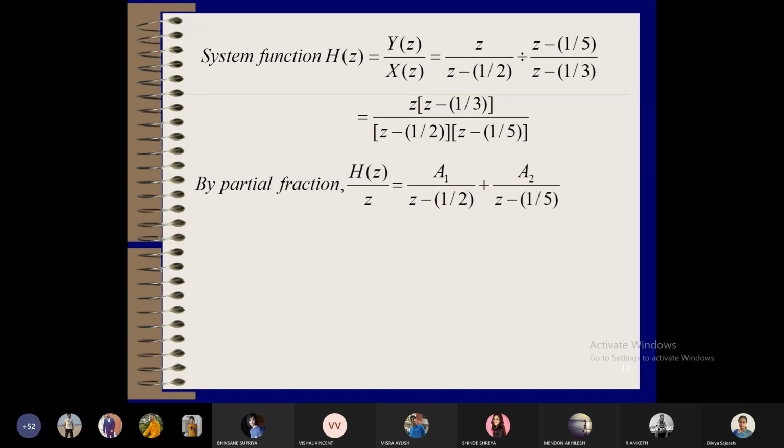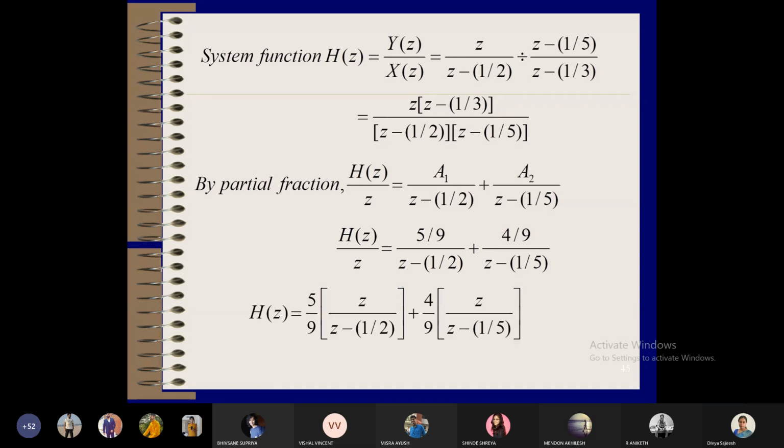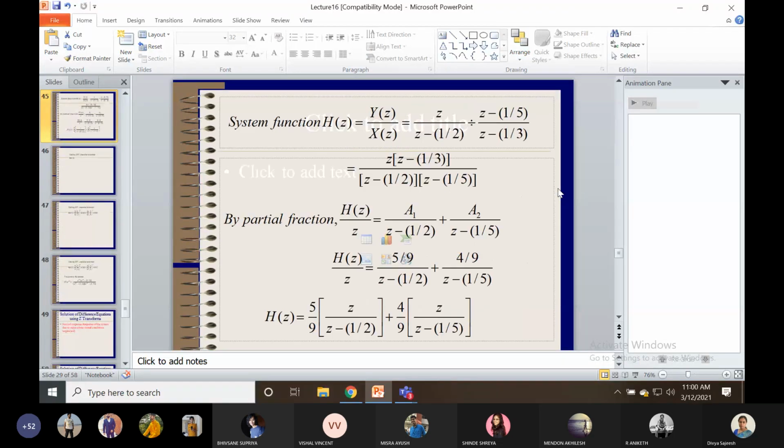If you take the partial fraction by taking z to the left hand side, you will obtain h of z by z equal to a1 by z minus half plus a2 by z minus 1 by 5. So you will get a1 value as 5 by 9 and a2 value as 4 by 9. Now take the z to the other side, you will get h of z. Why we are doing this is in order to obtain the impulse response, because from the transfer function, in the question you are supposed to obtain which all responses.